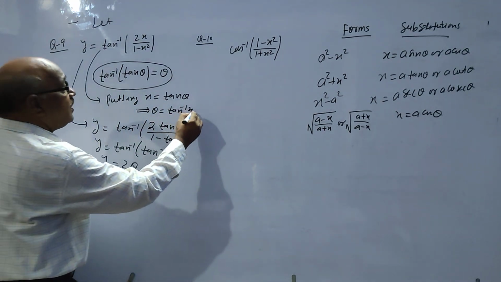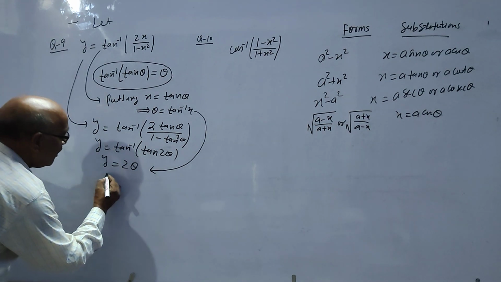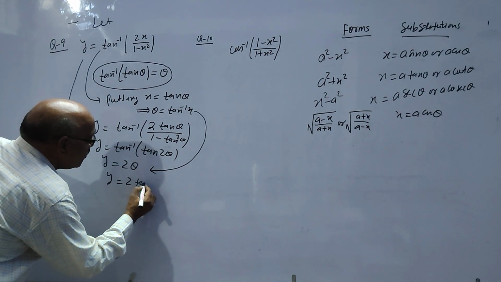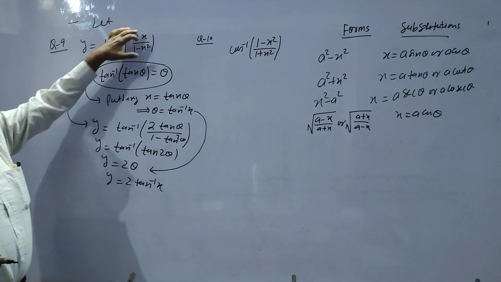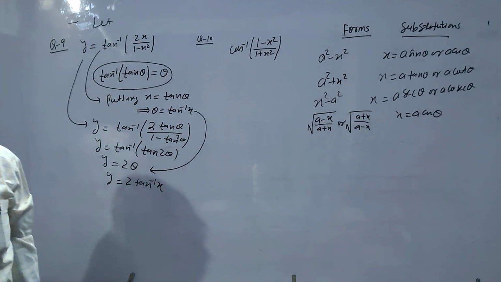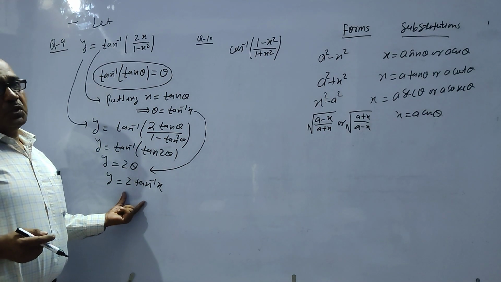Now put the value of theta, and that is what? Theta is equal to tan inverse x. Now this y is equal to 2 times of tan inverse x. So y is equal to tan inverse 2x upon 1 minus x square, that is converted into y is equal to 2 times of tan inverse x.